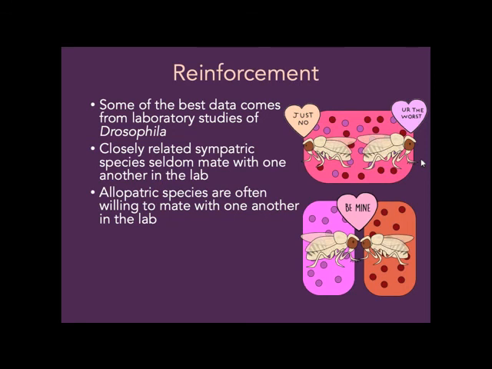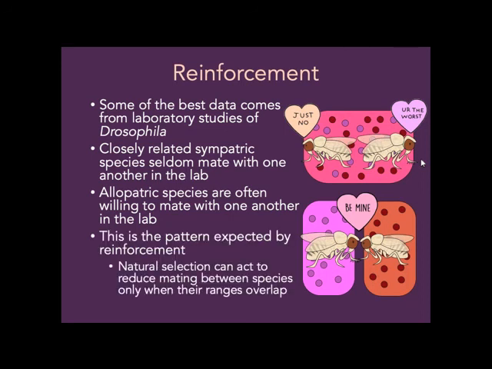If you take two species that are allopatric, meaning they live in different places, and you put them together in the lab, they will often mate, okay? And so this is a pattern you'd expect by reinforcement. The reason why individuals in this population won't mate with each other is because over time natural selection has selected for mechanisms that prevent the different species from mating with each other. In this case over here, where these two kinds of flies never actually meet each other in the wild, there's never been the opportunity for natural selection to work on any mechanisms that would cause them to avoid each other.